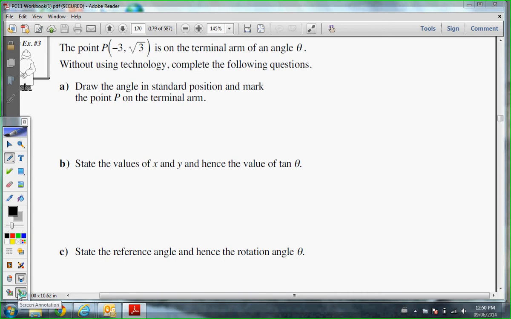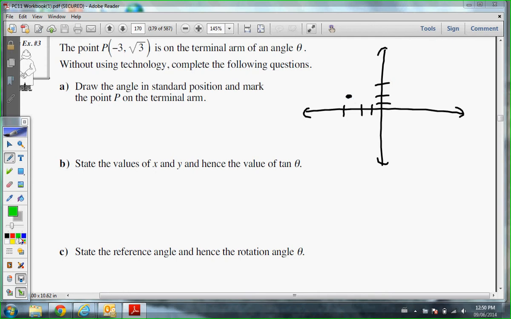All right. The point negative 3, root 3 is on the terminal arm of angle theta. Without using technology, complete the following questions. Draw the angle in standard position and mark the point P on the terminal arm. So what I want to do first is make a little XY grid, and plot negative 3, root 3. 1, 2, 3, 1, 2, 3. Root 3 is a little bigger than 1, so I want it to be right about here.